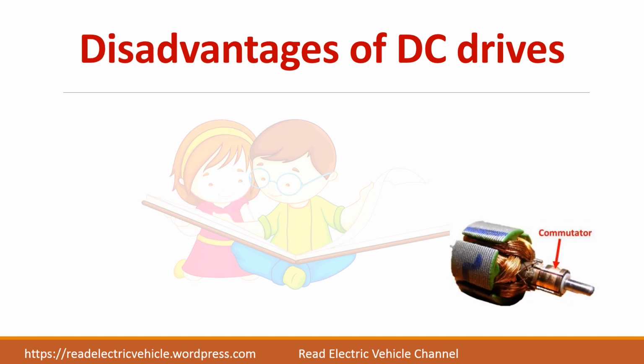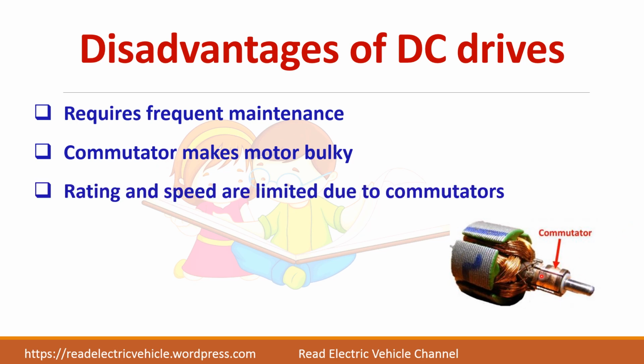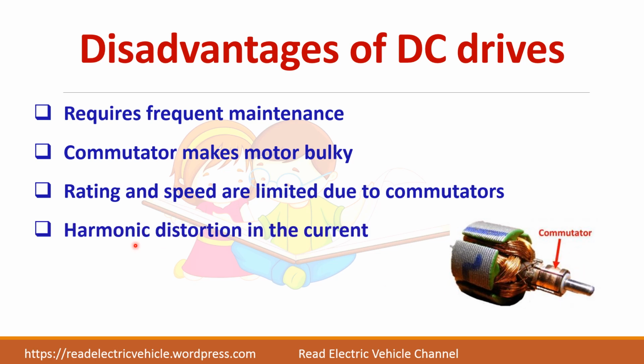If you see the disadvantages of DC drive, the main problem is with the commutator in the DC motor. So it needs frequent maintenance, it makes the system bulky, and the rating and the speed are limited due to this commutator, and moreover due to the presence of power converter, harmonics will be introduced in the source current, and DC motors are costly.